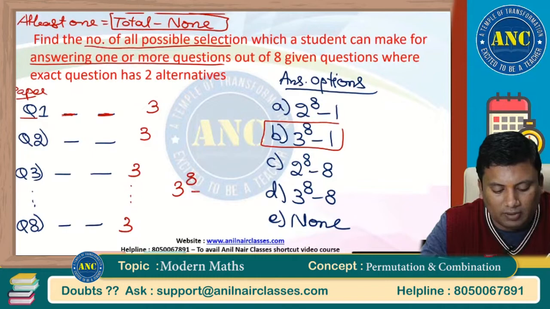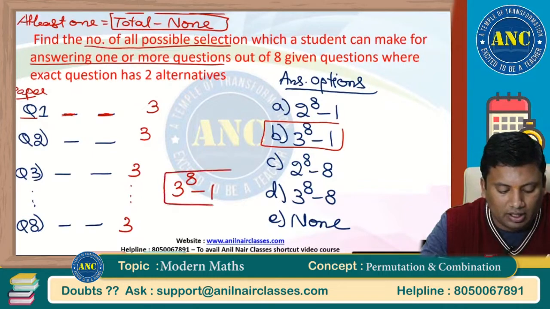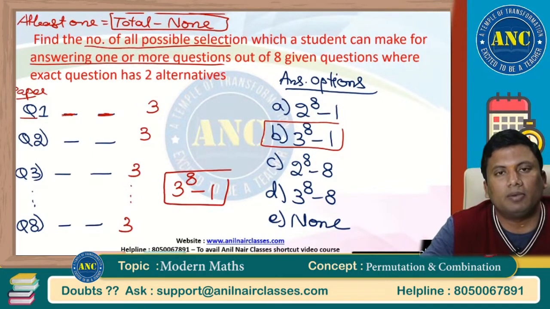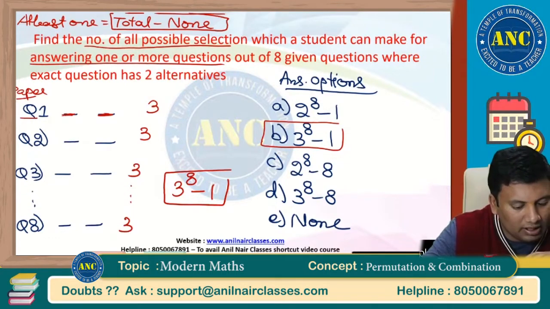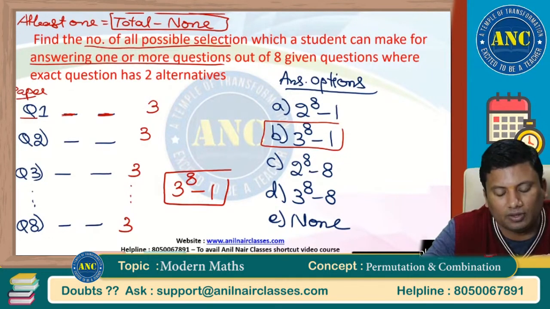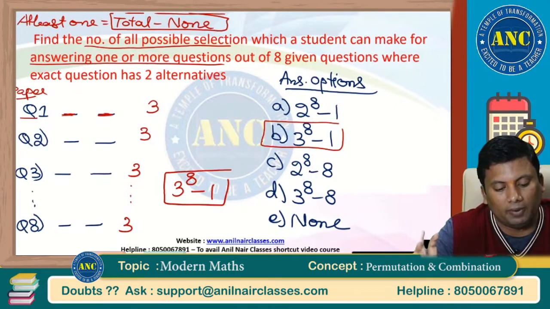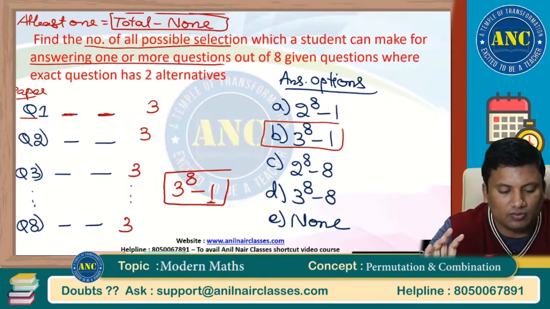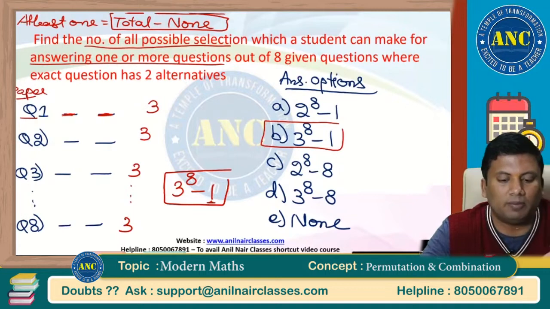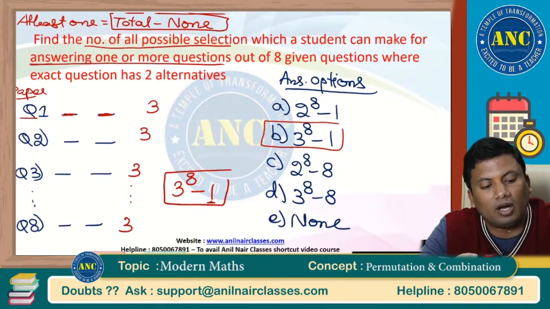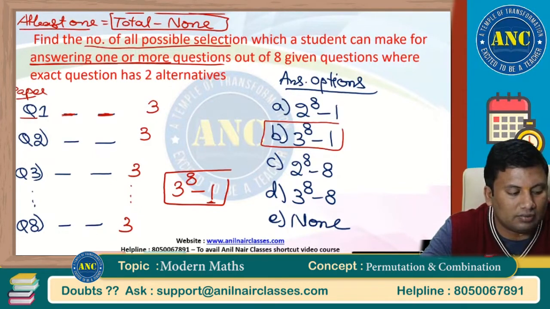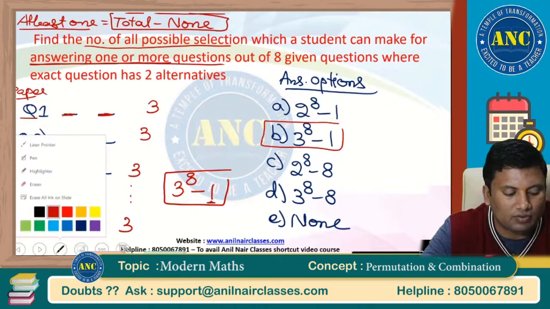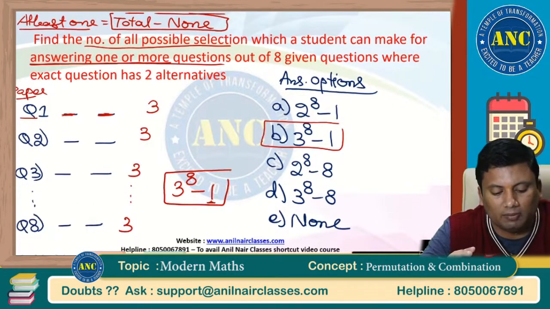These are nothing but 3 power 8 minus 1. What is this minus 1? You decided not to attempt the paper. Answering one or more questions is nothing but at least one, and at least one is nothing but total minus none.